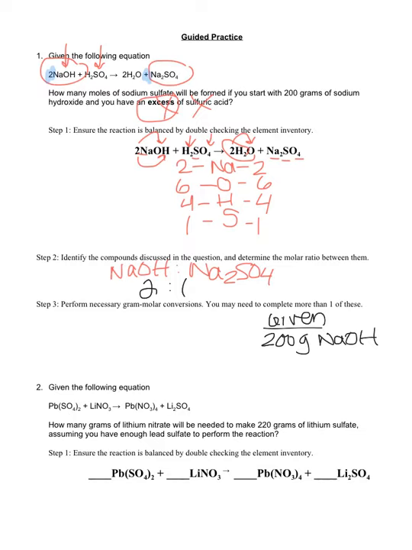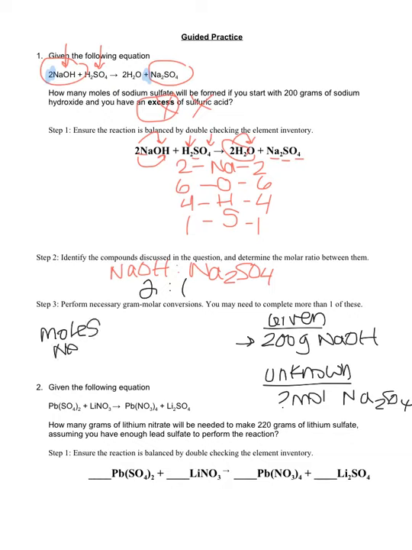And they are asking you, our unknown is to solve for how many moles of sodium sulfate. So that's Na2SO4. So my first thing is to start with my given. I have 200 grams of NaOH. I need to use my calculation to turn this into moles. So that means I'm looking for however many moles of NaOH.